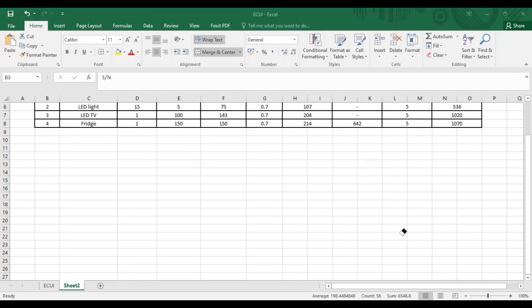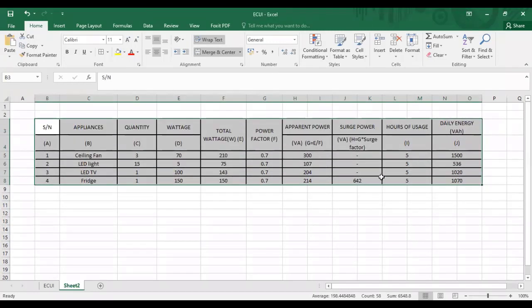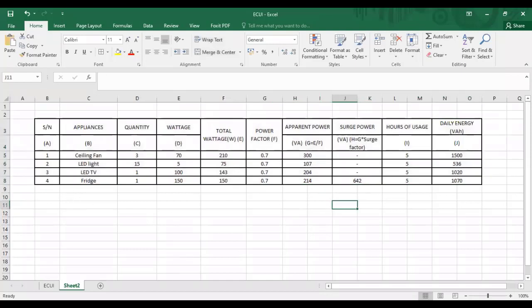So now let's go back to our table so that we can see how we put that into our table. So this is our table once again. So we have the appliances.